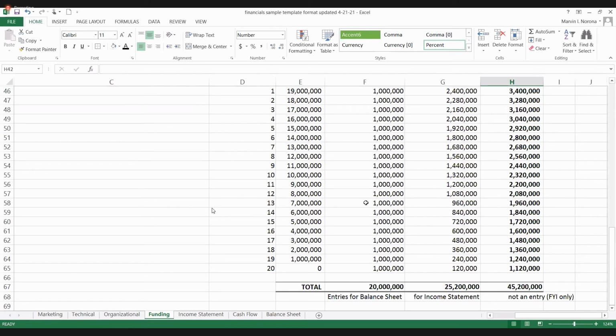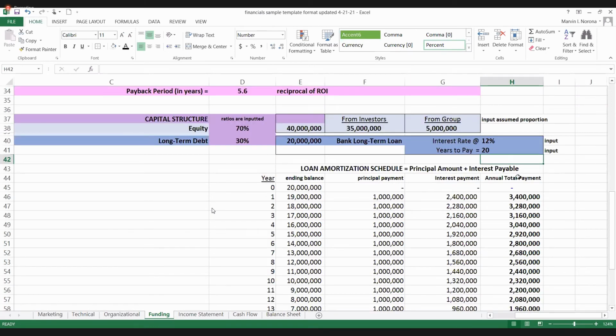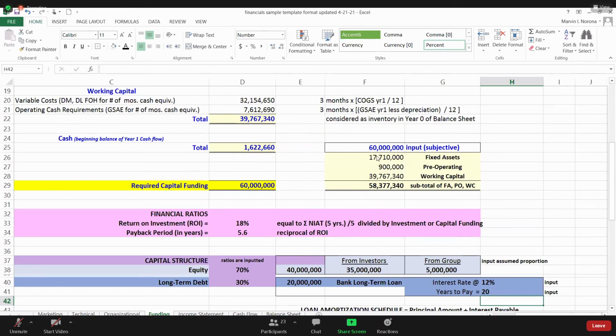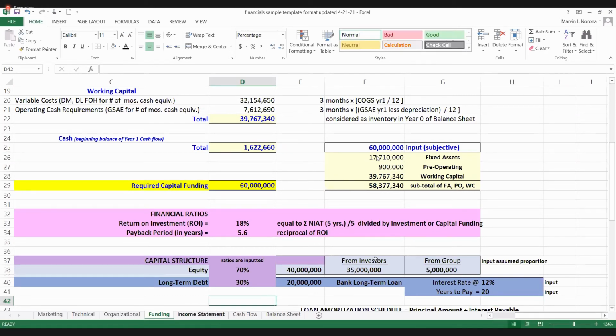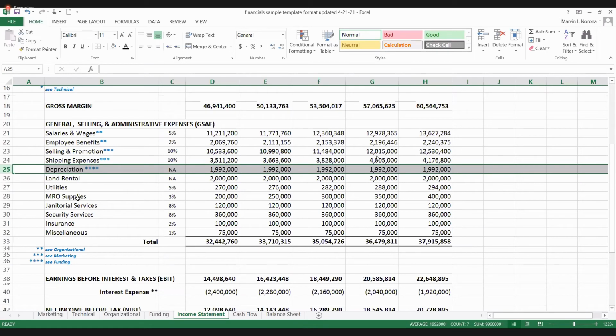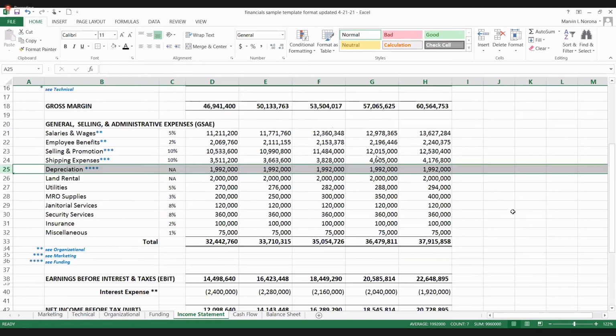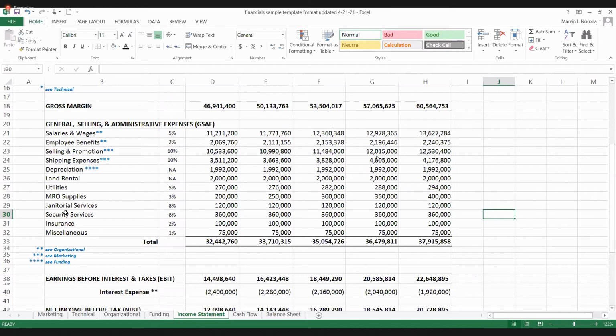So, meron kayong schedule ng principal payment. May schedule din kayo ng interest payment. Okay, so you need to make assumptions. Kasi sa income statement, profit and loss, makikita ninyo na meron nakalagay rito, nakahiwalay. Hiniwalay ko na yung interest expense. Okay? And please note, yung principal payments, wala rito.